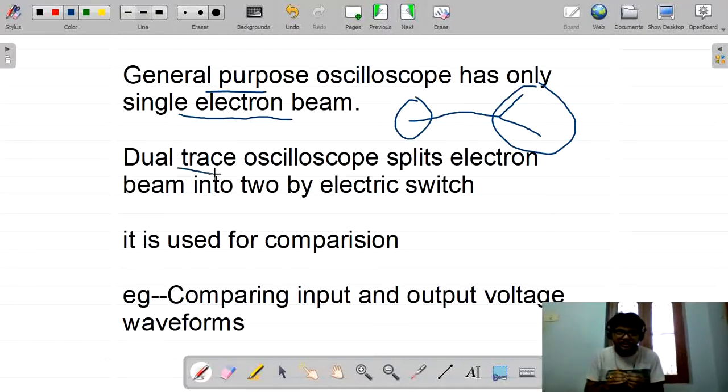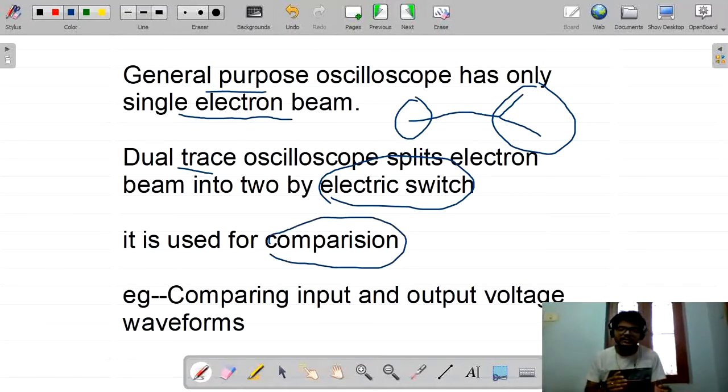Then how are the traces split? The traces are split by an electronic switch. By using the electronic switch we can split the trace. It is the most practically used oscilloscope in the laboratory. Why? Because it is best used for comparison purposes.